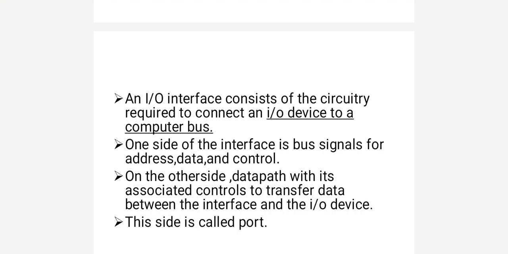One side of the interface circuit is the bus signals for address, data, and control, and on the other side it will connect to the input-output device. So it will connect to the data path and its associated controls to transfer data between the I/O device and the interface. That part is known as a port.